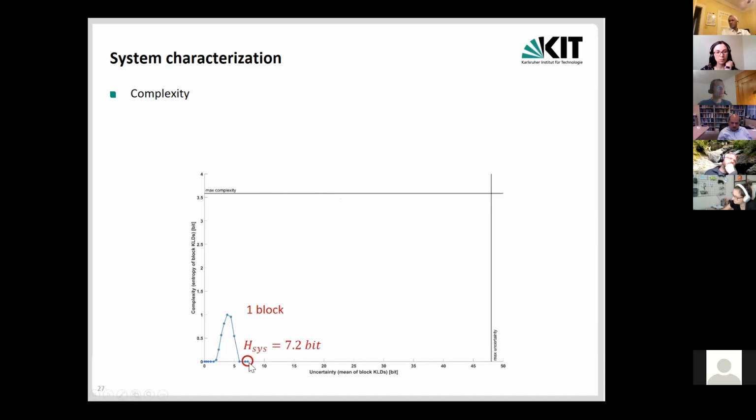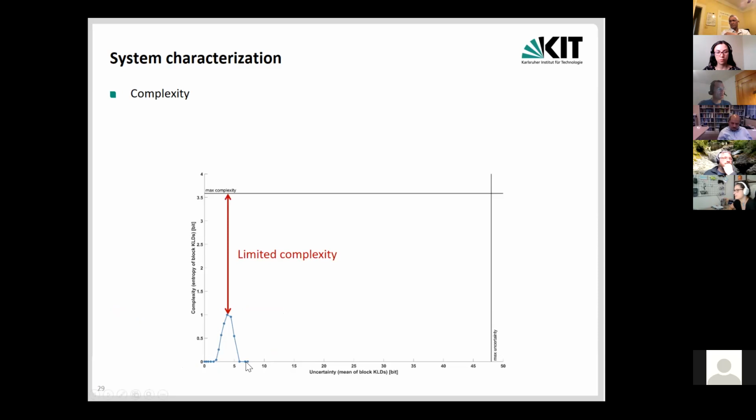Now, my system actually being subdivided into only one block shows the normal system entropy of 7.2 bit. So that's the data subdivided into one block. And at the other end, when there are 16,384 blocks, one for each time step, my entropy is of course 0, because I know there's no distribution, no uncertainty within a block. And now the interesting part, of course, comes in the middle.